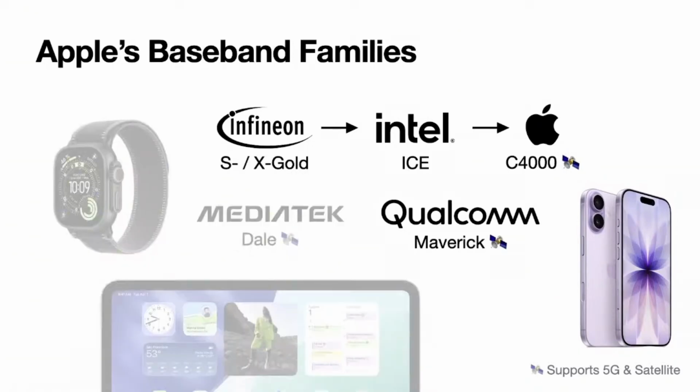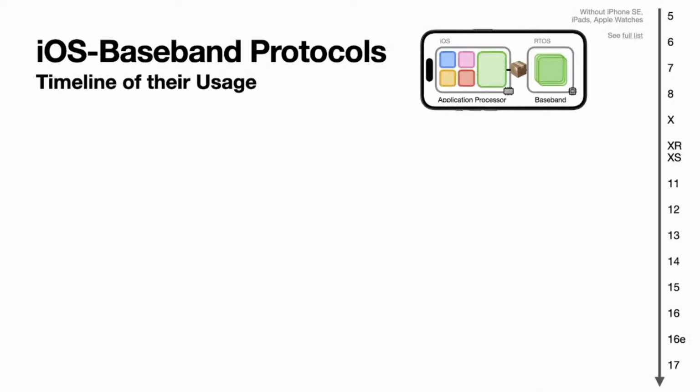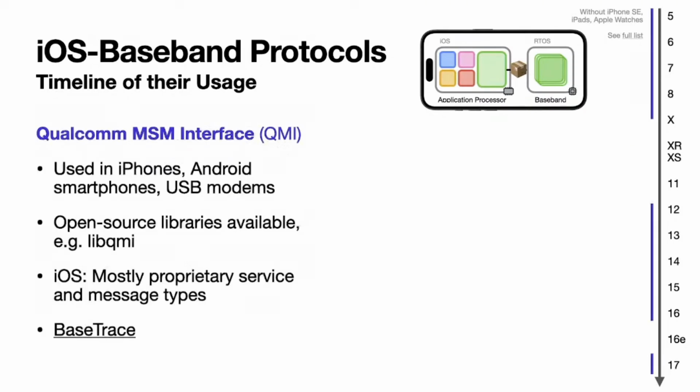But we want to focus on iPhones in this talk, so they basically did the whole evolution of the baseband stack, and the latest iPhones ship with Qualcomm basebands and also Apple's custom ones. We can also look at it from another perspective, because in the context of basebands and iPhones, it's pretty interesting to analyze how the iOS operating system and the baseband communicate. This is called the iOS baseband protocol. For Qualcomm basebands, there's the Qualcomm MSN interface. This protocol is also being used in Android smartphones and so on.